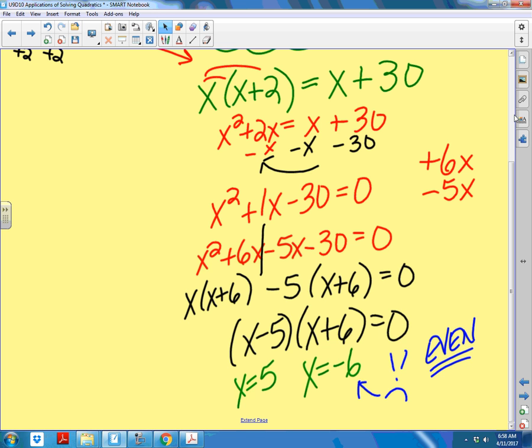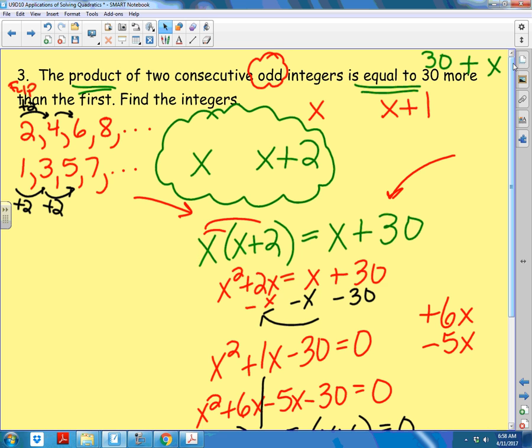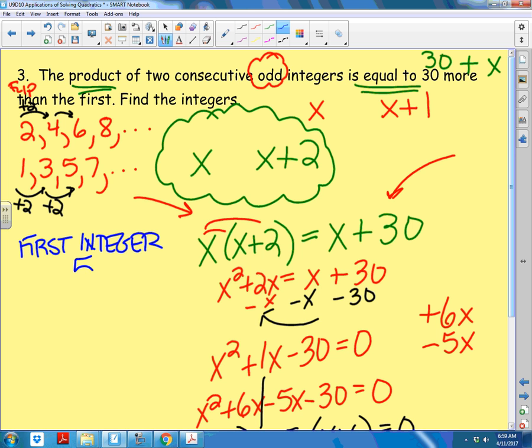We come back up to the top. Our first integer is 5, which makes our second integer 7. And let's see if it meets our requirements. The product of two consecutive odd integers is 30 more than the first integer. Well, 7 times 5 is 35, which is 30 more. Therefore, ladies and gentlemen, here we are.